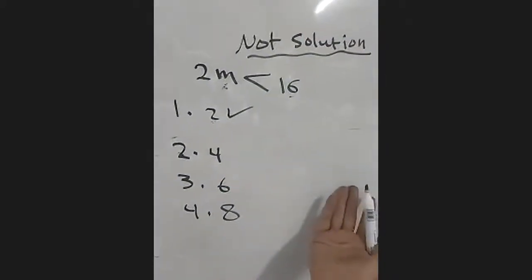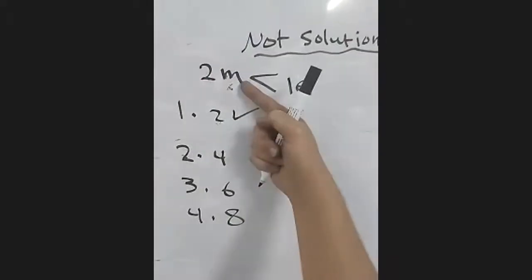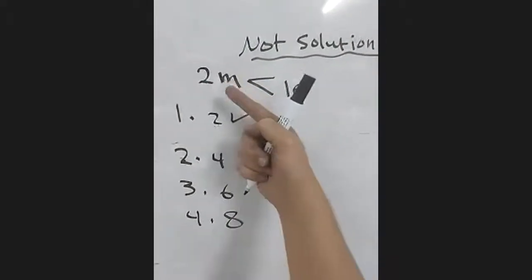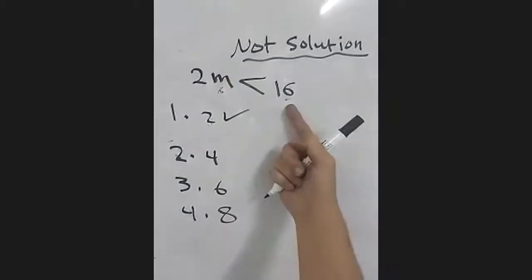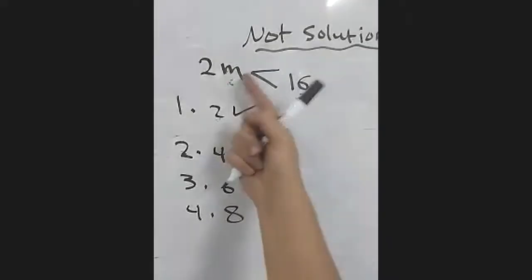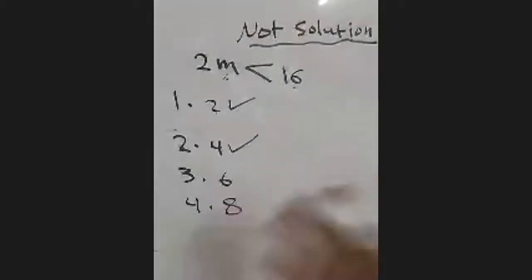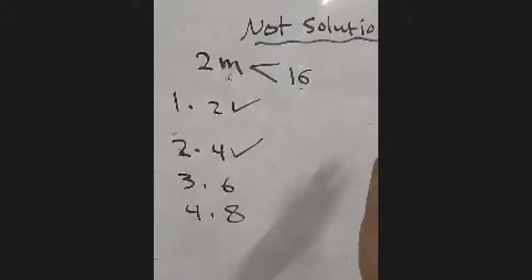Okay, put 4. 2 multiply 4, 8. Is 8 less than 16? Yes, so 4 is a solution. I don't want it. I want the not solution.